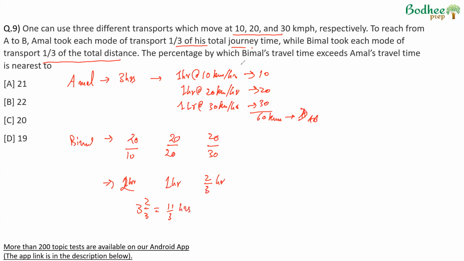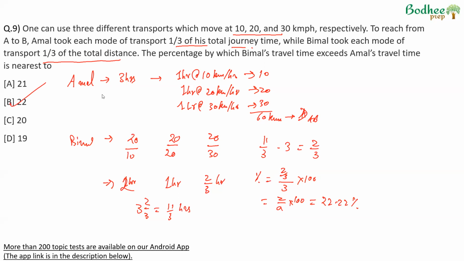The question says the percentage by which Bimal's time exceeds Amal's travel time. 11/3 is greater than 3, so the difference here will be 2/3. Hence, the percentage increase is Bimal is 2/3 hours more than 3 hours. So 2/3 upon 3 into 100, which becomes 2/9 into 100, which will be approximately 22.22% because 1/9 is 11.11, so 2/9 becomes 22.22. So from the options, nearest to 22%.